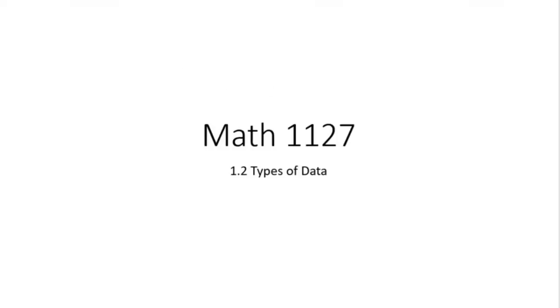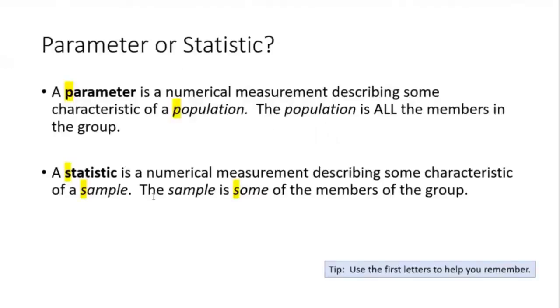Let's just get going about types of data. First of all, this was just mentioned in the last lesson, but we have data that can represent a parameter or a statistic. Now, this statistic word is different than the class and the subject area and the field of study. A statistic and a parameter, in this case, both represent numerical measurements. So we're looking at numbers that we're getting.